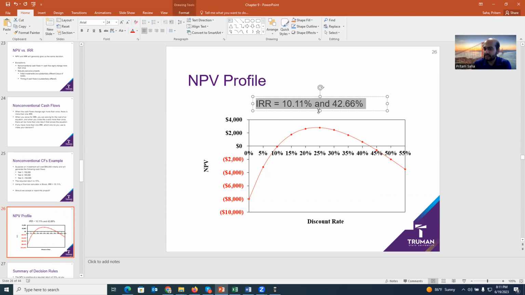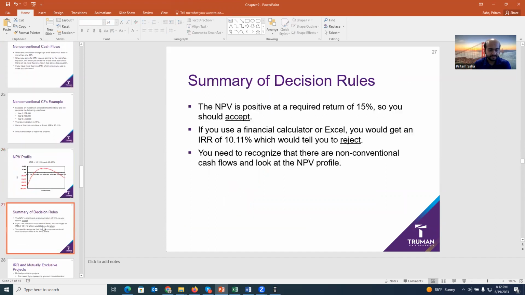Which one to trust? Is this one right, or is that one right? We don't know. So that's why for non-conventional cash flows, the IRR result is not correct. Then trust NPV, because NPV will give you one result.